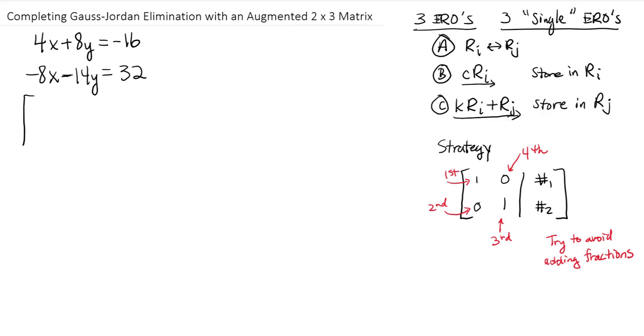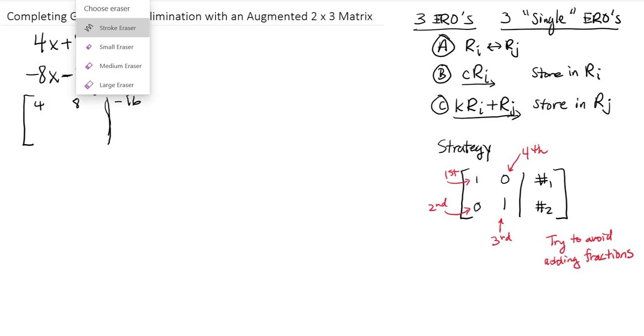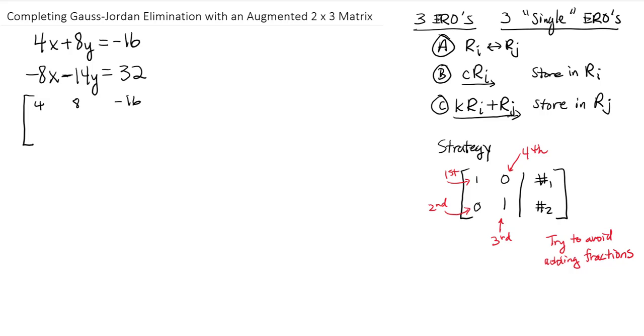Let's draw our matrix with a bracket. 4, 8, negative 16 are the numbers that represent our first equation. Augmented means separation, so we're going to draw a separation bar right there to separate the 8 and the 16. Wherever the equal signs were, there's now a bar. Now, the second equation is represented by negative 8, negative 14, and 32.